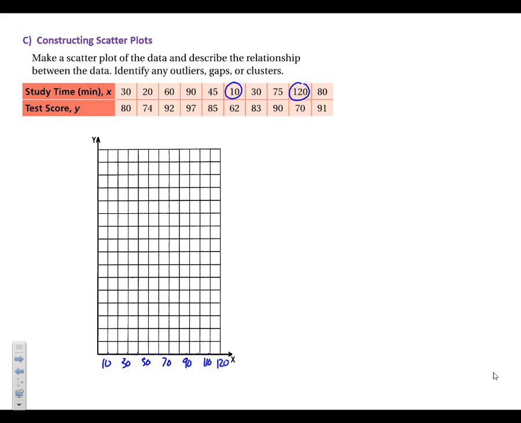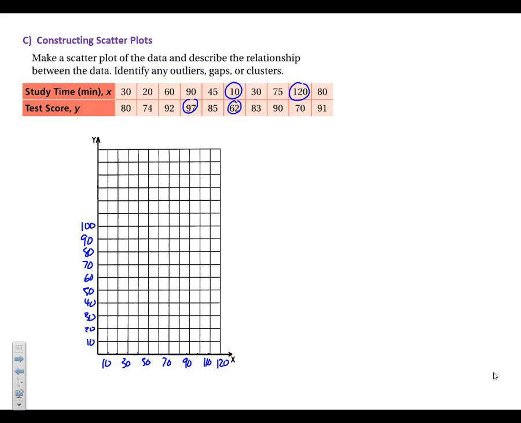Alrighty. And then I'm going to look at my Y's, the test scores, and I can see that the smallest one is 62, the largest one is 97. So I'm going to go by tens again because I can see that I have plenty of space. So 0, this is 10, 20, 30, 40, 50, 60, 70, 80, 90, 100. You're not going to have a test score greater than that. So now we have that.